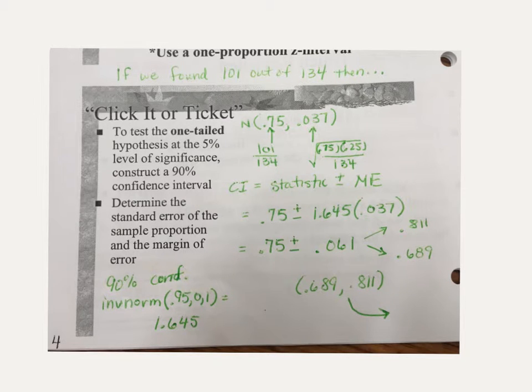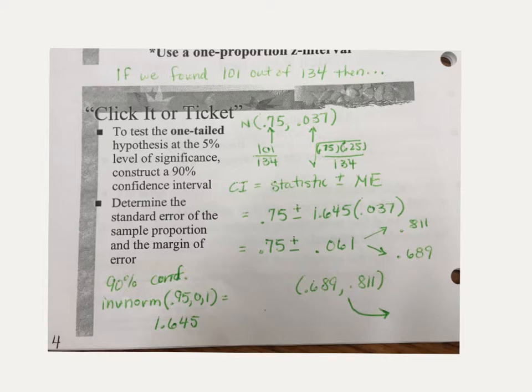So the actual question has to do with the idea that this study, the sample that was pulled, found 101 out of 134 that were buckling up in the study. So here is the actual work to get through and get the confidence interval. Notice 90% confidence at the bottom, that inverse norm that we talked about in class today. You have your sample P, P hat is 0.75. That's the 101 out of 134. You have the 0.037, which comes from those sample values as well.